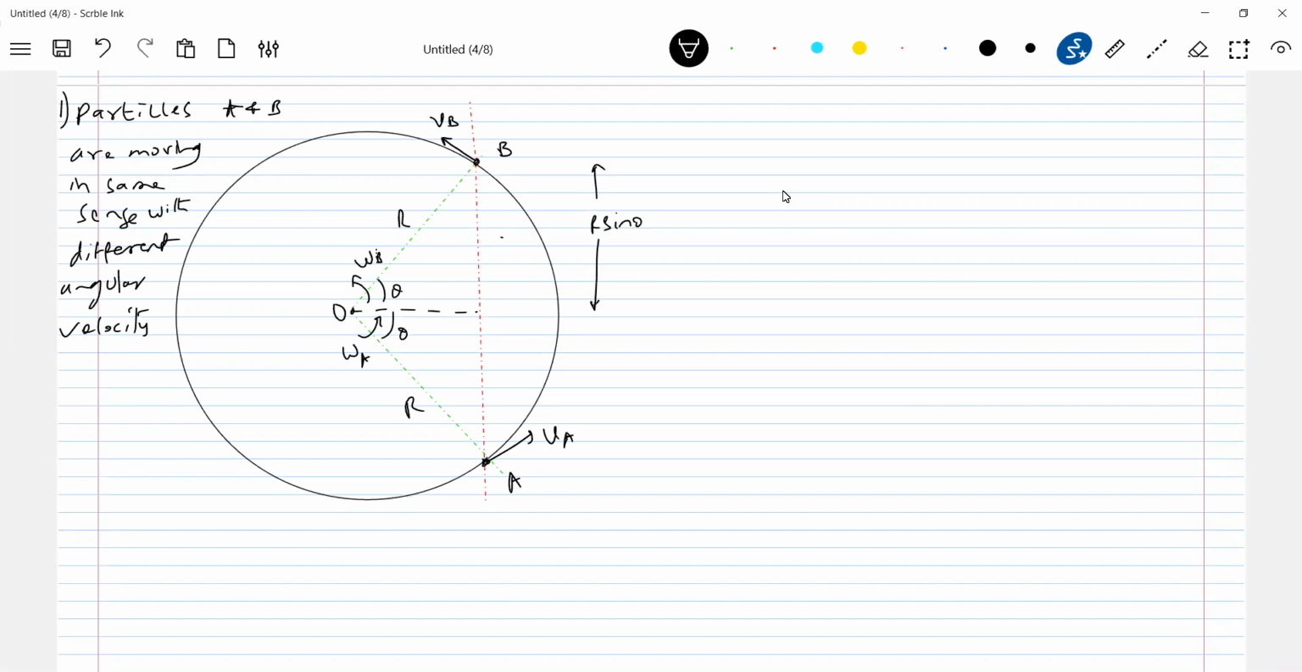This distance should be R sine theta. What is the velocity of particles perpendicular to line joining them? So in this direction, if this is theta, this should be theta. Will I agree this? And if this is theta, this will be theta, no? 90 minus theta, theta. Okay, this will be theta.